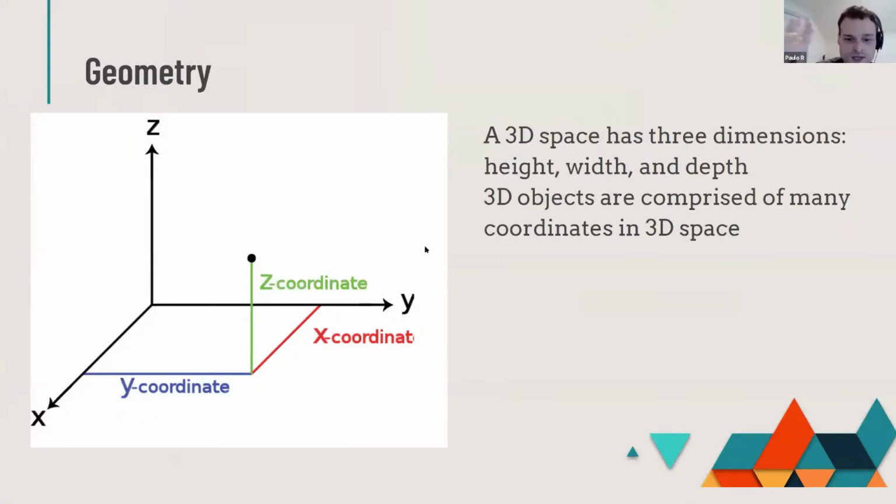So let's go all the way down to the bare bones. What exactly is a 3D object anyway? What are 3D graphics? A 3D space has 3 dimensions to it: height, width, and depth. You probably learned that in school. And so digital 3D objects are comprised of many coordinates in 3D space. Usually it's an X, Y, Z coordinate. Which one corresponds to height, width, and depth can sometimes vary depending on the game engine or the software you're using, but you're pretty much always going to see X, Y, and Z.